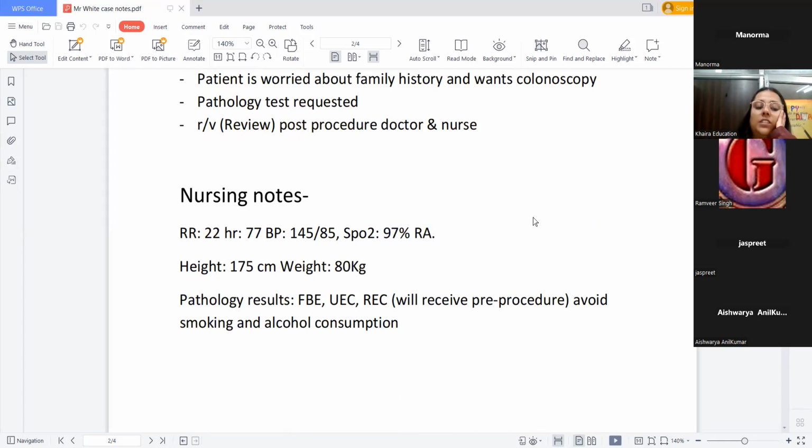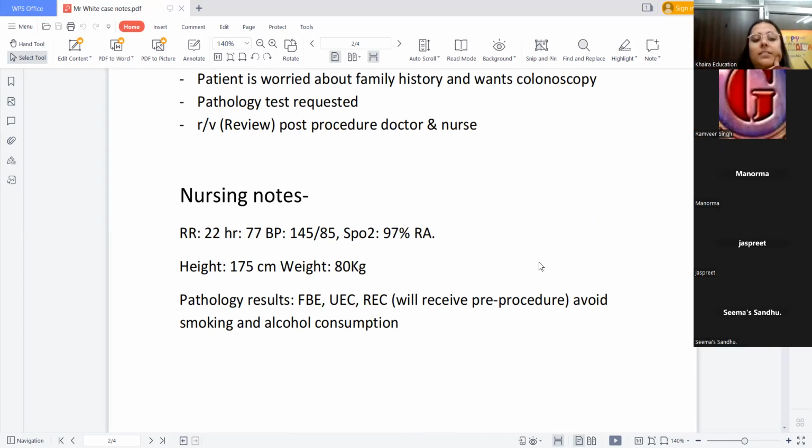First, you took the vitals in which you found that the respiratory rate is 22, heart rate 77, BP 145 by 85, and the SpO2 level, oxygen level 97% on RA. RA is room air. Height of the patient is 175 centimeters, weight is 80 kgs. Anything that's not okay in the vitals and the height and weight? Slight elevation in BP. BP is slightly elevated and probably the patient is a little overweight. I'm not certain very overweight because he's tall enough. He's 175, so he would have that muscle weight because he's tall. So probably a little overweight, but then that's okay. But the BP is slightly elevated.